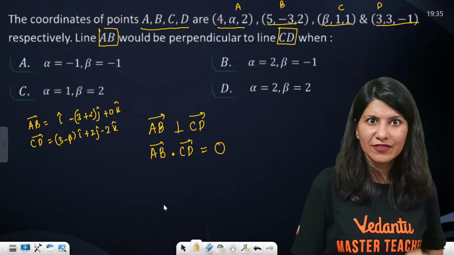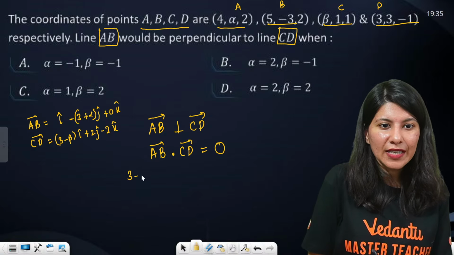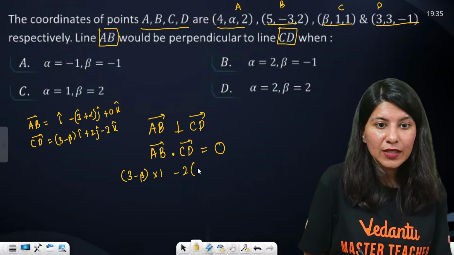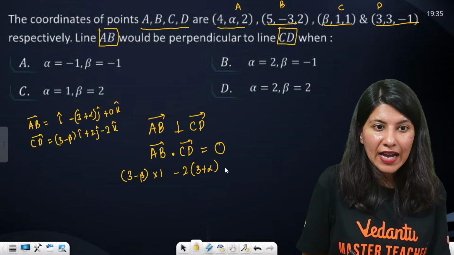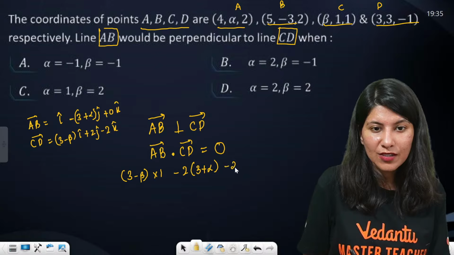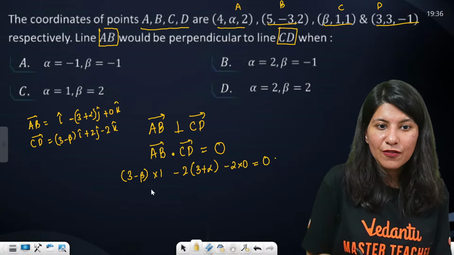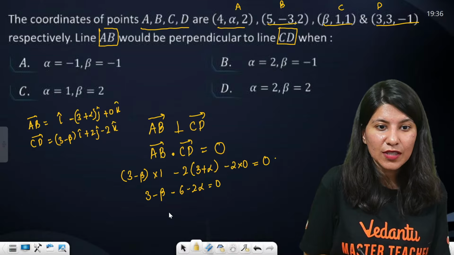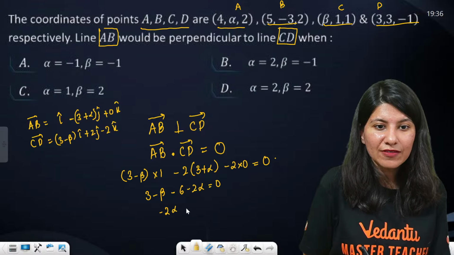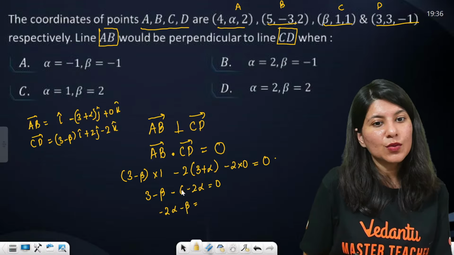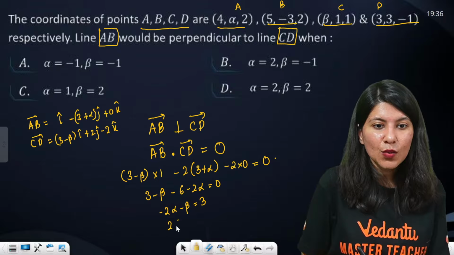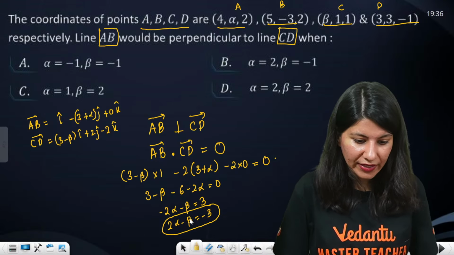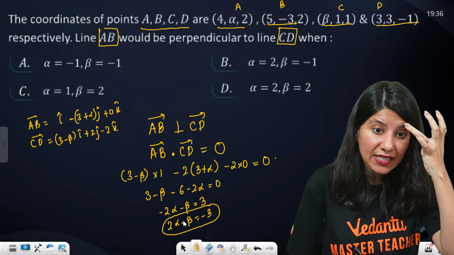Now dot product, very easy. So dot product will be (3 minus beta) into 1 plus (minus 2) into (3 plus alpha), and we are having 0 k cap, that's it. Minus 2 into 0 equals 0. So from here, 3 minus beta minus 6 minus 2 alpha equals 0. So this is minus 2 alpha minus beta equals 3 minus 6, which is minus 3. So 2 alpha plus beta is equal to minus 3. We are getting it from here.